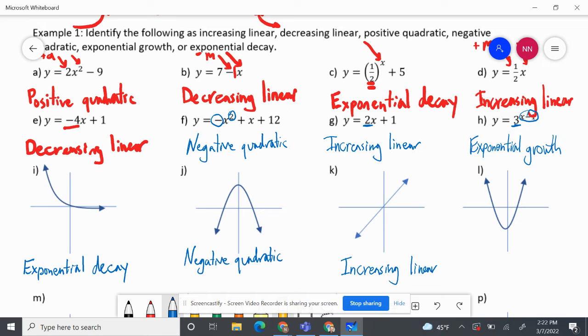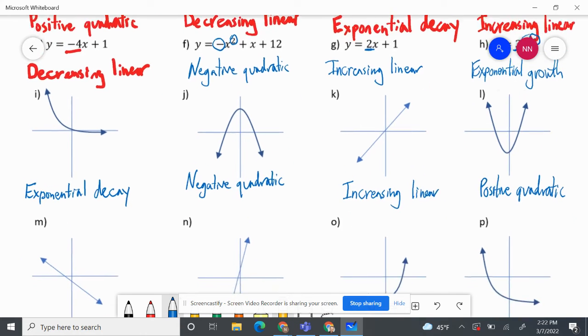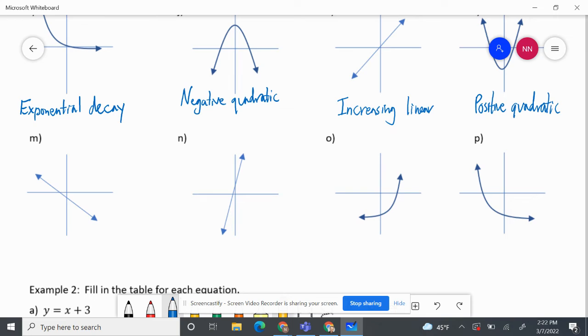And then we have a quadratic because it looks like a U. It's going up, so it'd be a positive quadratic. Once again, pause the video, try these next 4 on your own, see how you do, then hit play again. So with letter M, we see a straight line, so it's linear, so decreasing linear. We see another straight line, but it's going up, so that would be increasing linear.